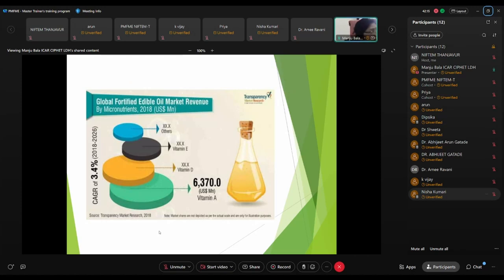This is the market of fortified edible oil. This is the international market. It is shown that in 2018 it was 6370 million US dollars, in which only vitamin A is added. Vitamin D is a little less, and vitamin E is still less. So the international as well as national market for fortified edible oil is there.